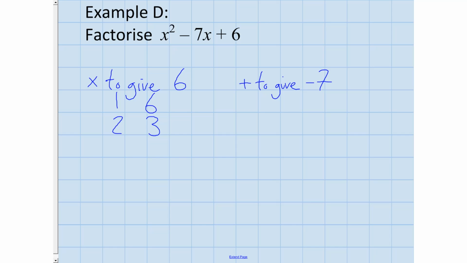Now if you remember back to the first topic when we looked at negative numbers, if I want numbers to multiply to give a positive, they're either both positive or both negative. So we could also have minus 1 and minus 6 and minus 2 and minus 3. Now we can see that minus 1 and minus 6 add to give minus 7. So our answer is two brackets, each with an x in. One needs a minus 1 and one needs a minus 6.